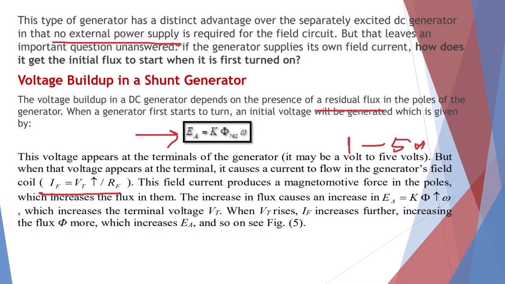This field current produces a magnetomotive force in the poles, which increases the flux in them. The increase in the flux causes an increase in armature voltage, which increases the terminal voltage, VT. When VT rises, IF increases further, increasing the flux more, which increases EA, and so on. So see figure 5.